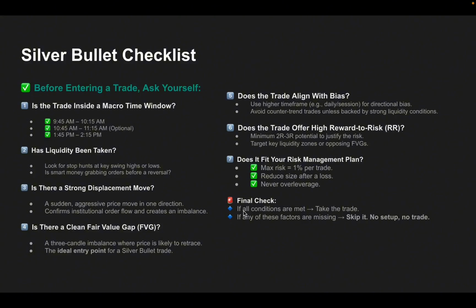So final check, if all conditions are met, if all of these on the checklist are met, take the trade. If any of these factors are missing, obviously daily bias, you don't really need to have it in the trade as a checklist, but it's a nice strong confluence if you want to add it into your plan. And then if any of these are missing, just skip the trade. It's not a setup, it's not a trade.